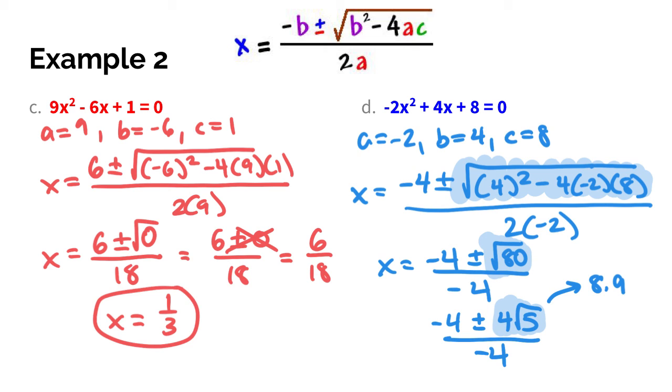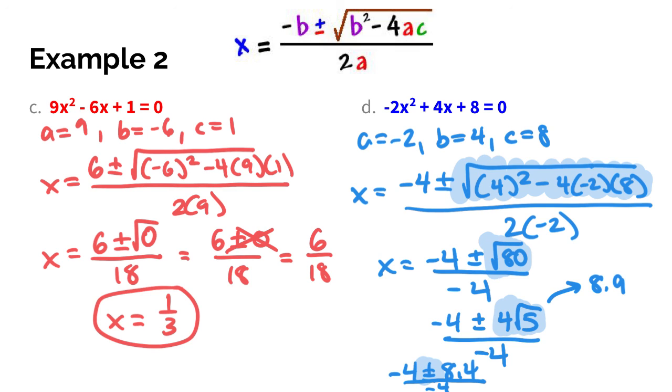So what we're going to do here is instead of using this in simplest radical form, we're going to write this as a decimal. It's going to make a little bit more sense to us. So we're going to do negative 4 plus or minus 8.9 divided by negative 4. And what I'm going to do again is take both of my answers, separated by the plus or minus. So I would do negative 4 plus 8.9 and then negative 4 minus 8.9.